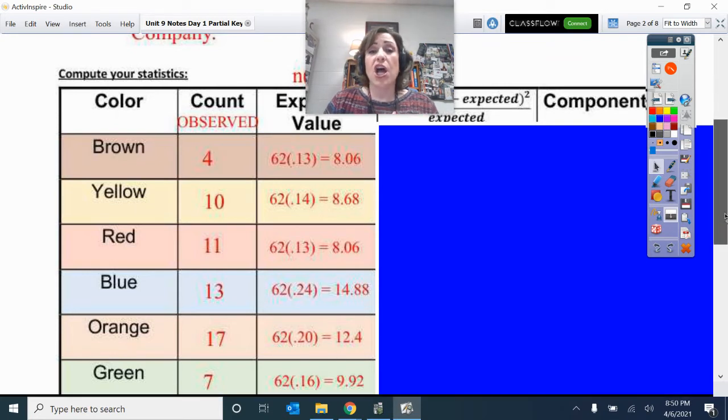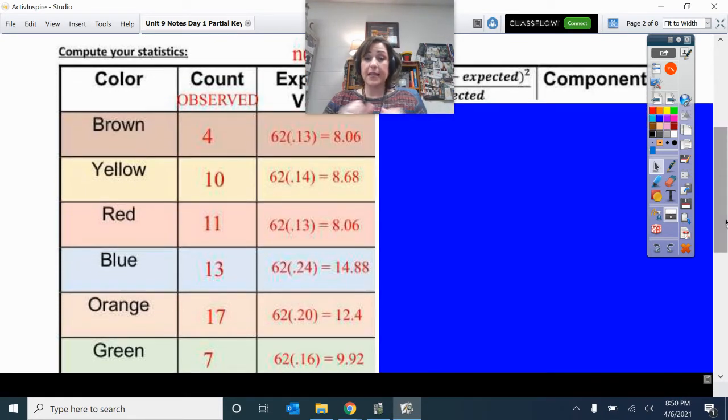Okay, so here we have it. I see what was observed, what actually happened. I see what was expected to happen. So I can see I've got a little discrepancy. Let's look at those. Brown was a bit off. Blue wasn't too bad. It was 13 and expected was 14.88. So very close.